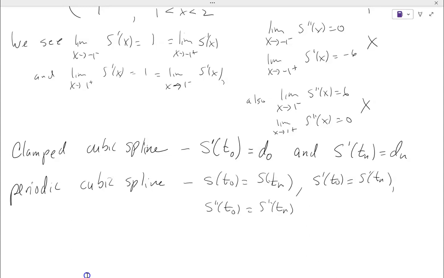But we have to do something, right? If we're going to get one solution, we need to do something. We have to impose extra conditions to make sure that we can solve for those extra unknowns that we have. Does that make sense? Okay. All right.